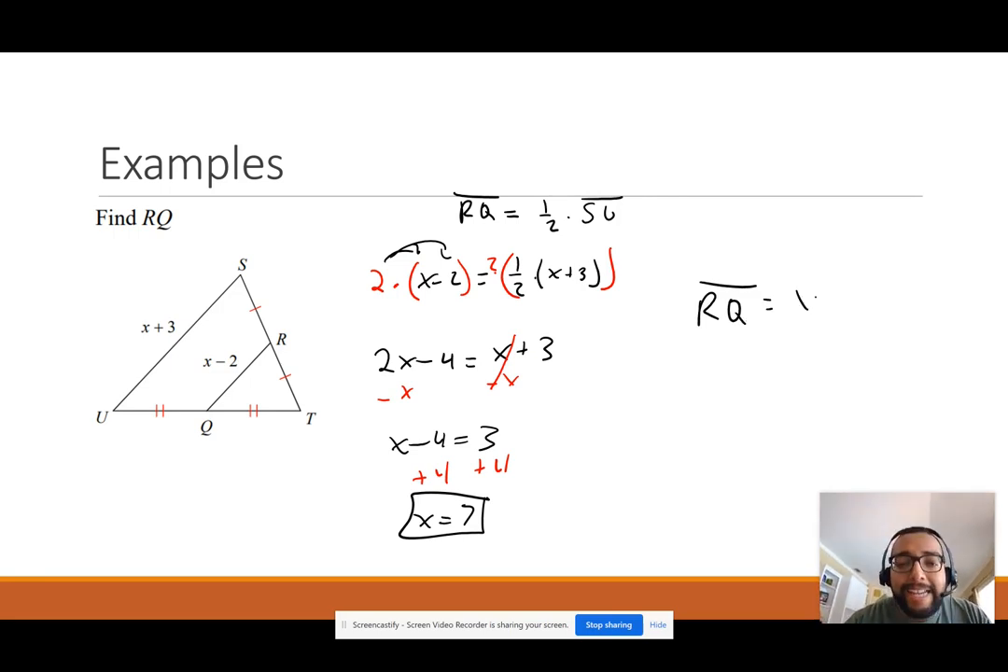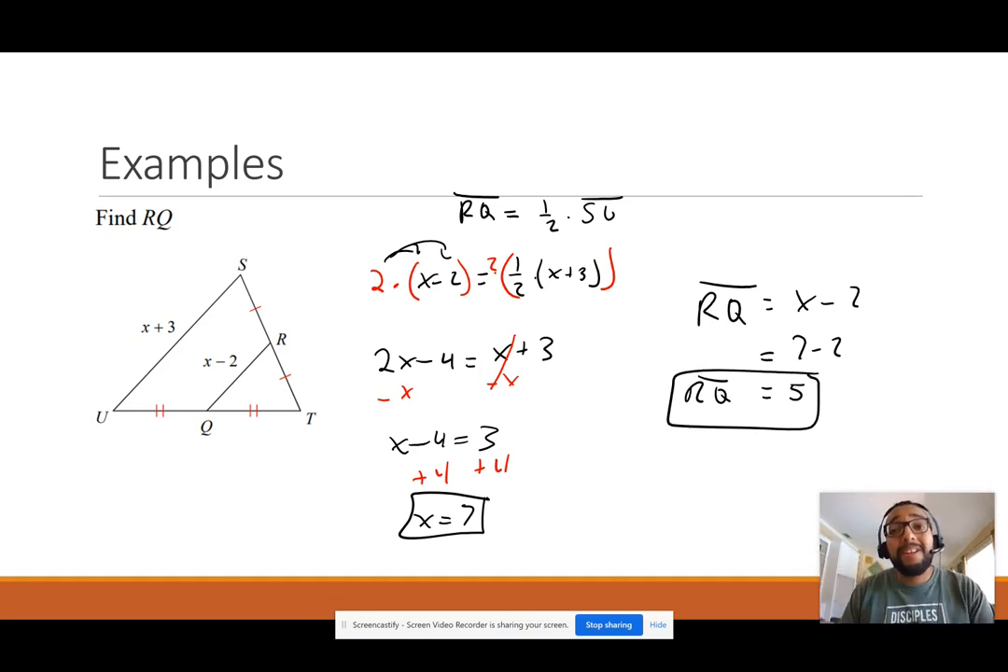RQ is x minus 2. But we didn't know what x was. That's why we did all this algebra. But now we know what the value of x is. We know the value of x is 7. Therefore, RQ is actually a length of 5.